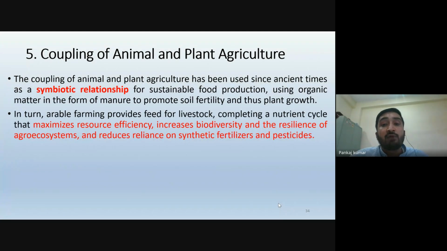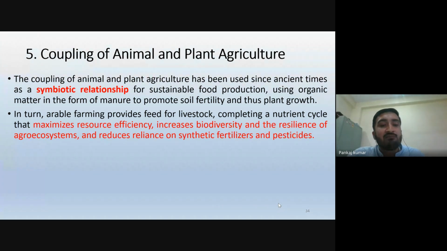Now, coupling of animal and plant agriculture is a symbiotic relationship. The coupling has been used since ancient times as a symbiotic relationship for sustainable food production, using organic matter in the form of manure to promote soil fertility and thus plant growth. In turn, arable farming provides feed for livestock, completing a nutrient cycle that maximizes resource efficiency, increases biodiversity and resilience of the agroecosystem, and reduces reliance on synthetic fertilizers and pesticides.